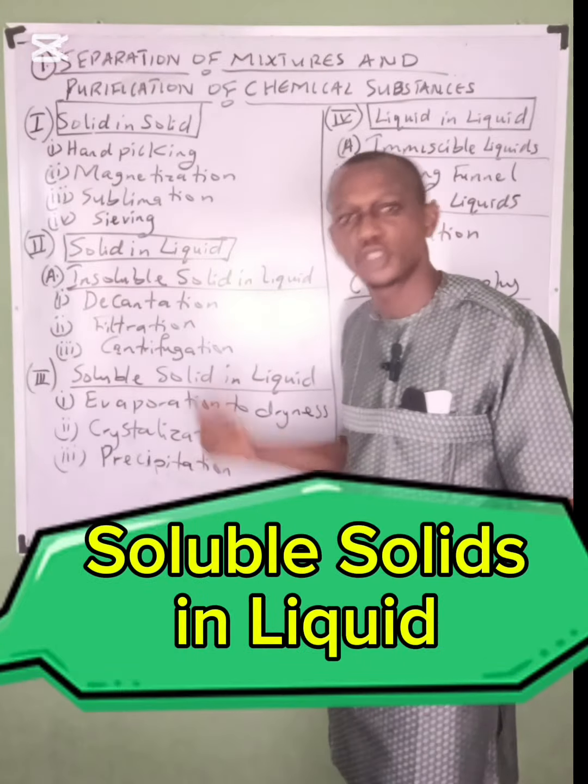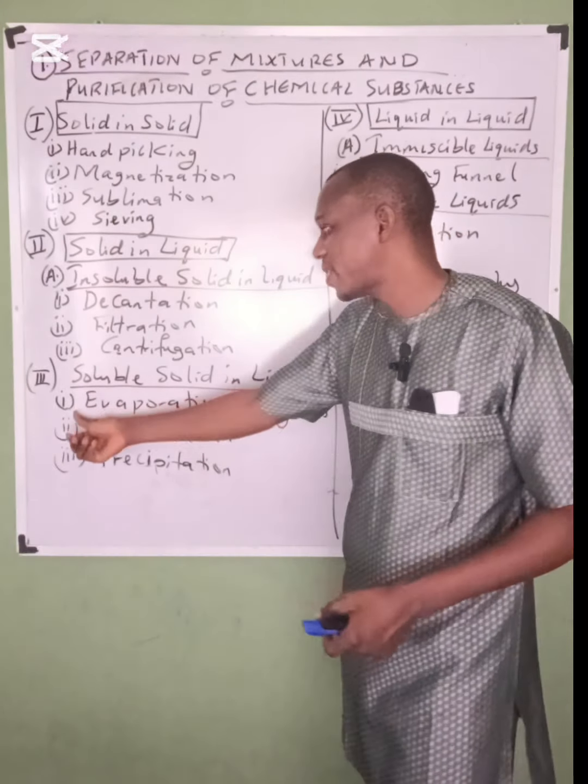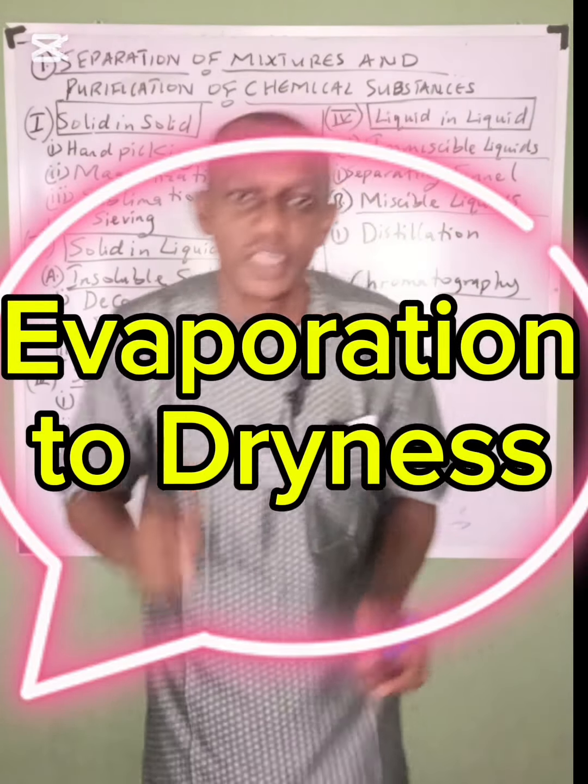Let's go to soluble solid in liquid now. Soluble solid in liquid, how do we go about that? Okay. The first method under that is evaporation to dryness. Now let's take an example.